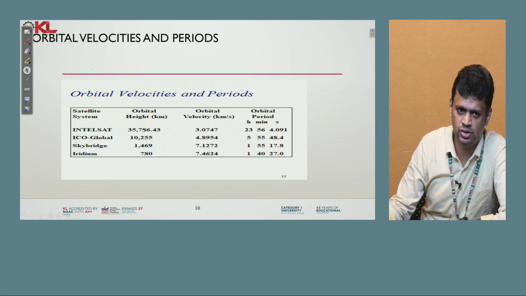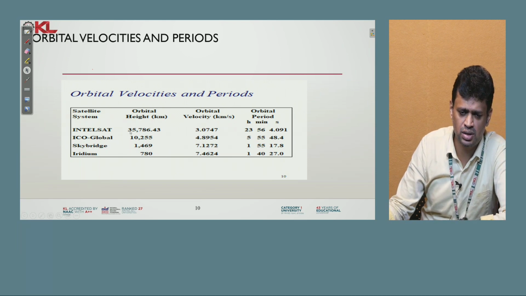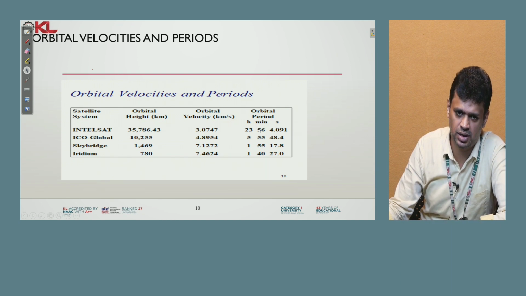So clearly you can see the geostationary orbit has a time period very close to that of Earth, that is 24 hours. A little bit of variation is there. As I mentioned, a satellite launched in the geostationary orbit will have an orbital period the same as that of the Earth, that is 24 hours.